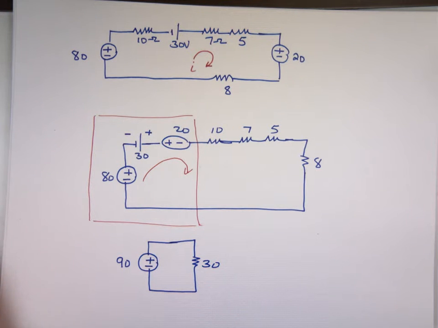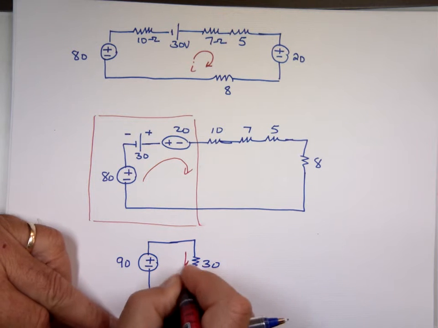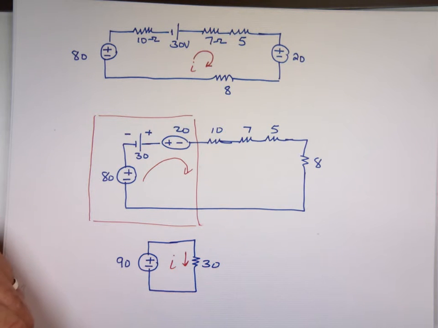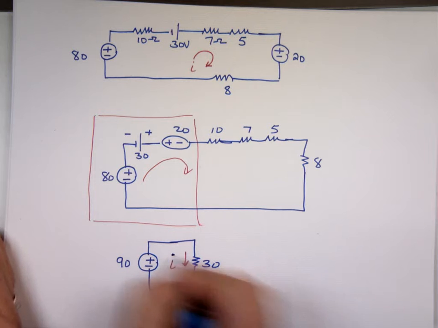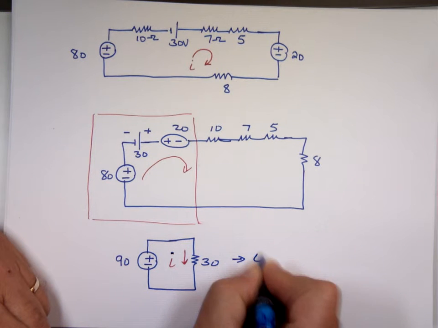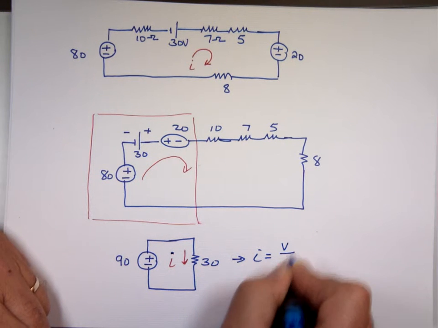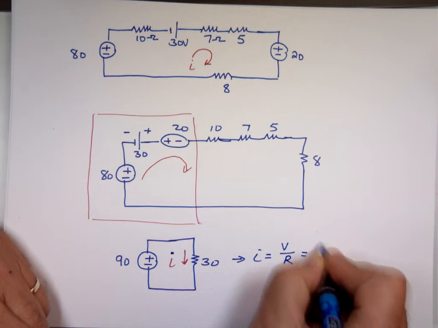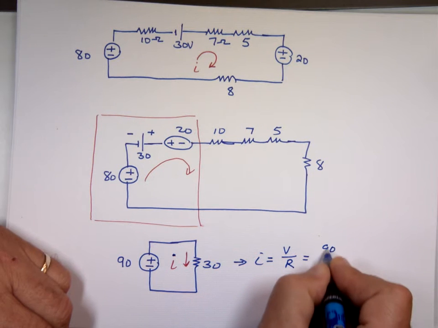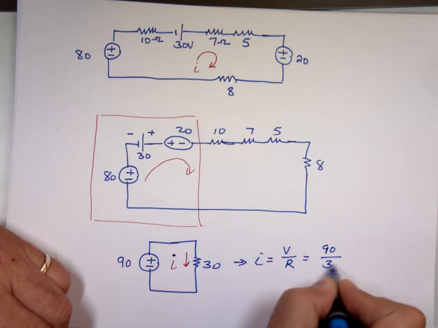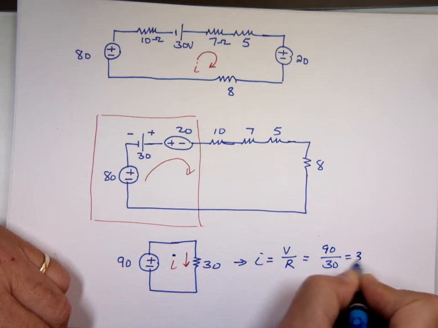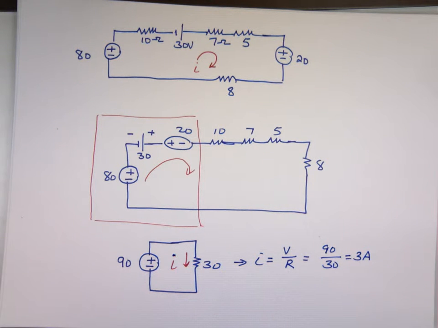Can we calculate what the current I is? Ohm's law, I equals V over R. V is 90. R is 30. The result is 3 amps. So we have 3 amps going through that circuit. That's much easier, yep, when you can simplify them.